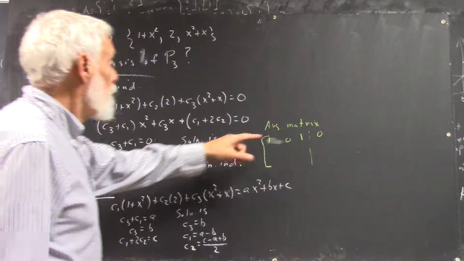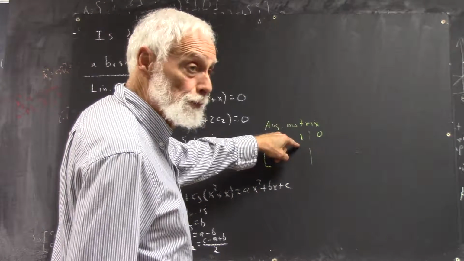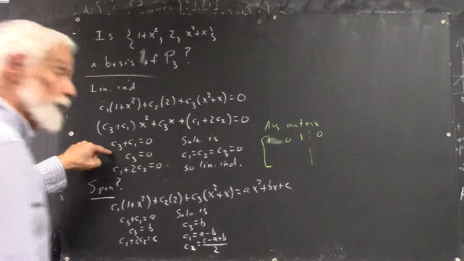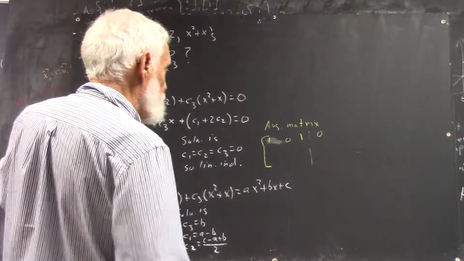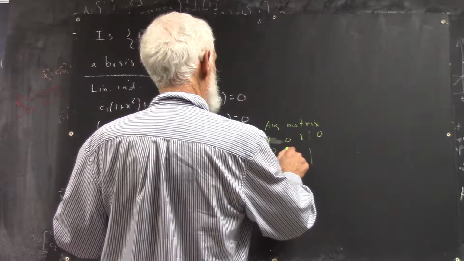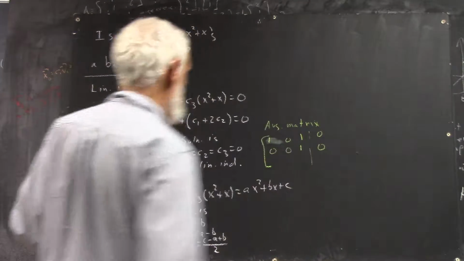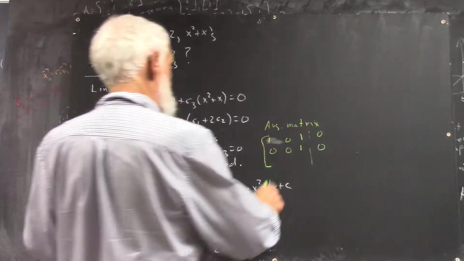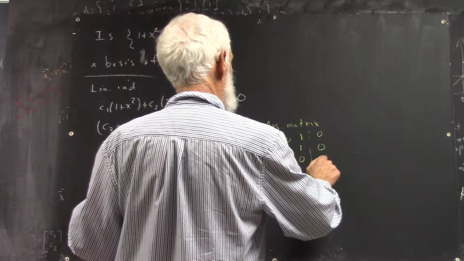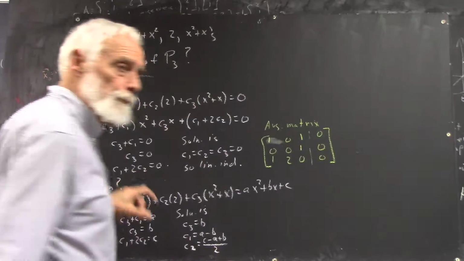So this stands for C1 plus 0 C2 plus C3 equals 0, which is this. Yeah, the orders are different, but you know, organize it. Okay? This tells you 0, 0, 1, 0. Right? And this tells you 1, 2, 0, 0. Okay?